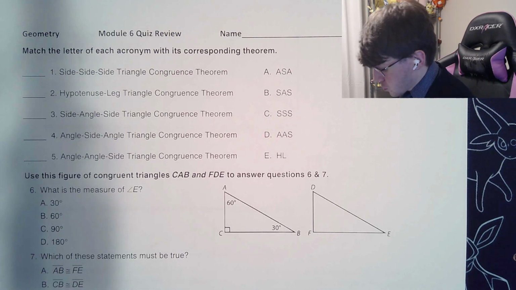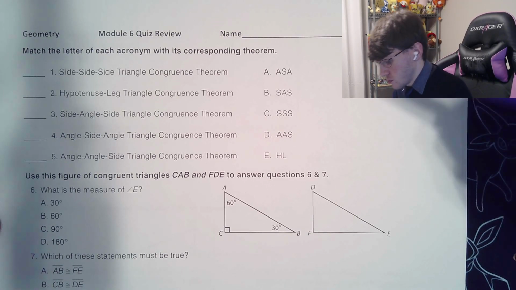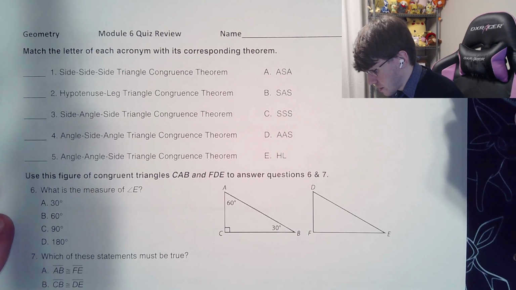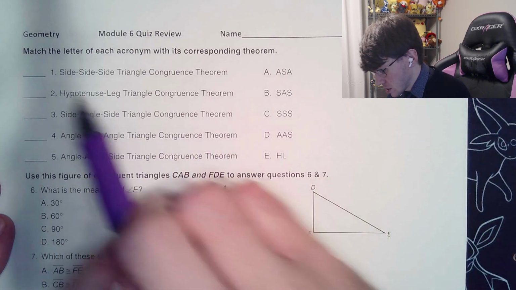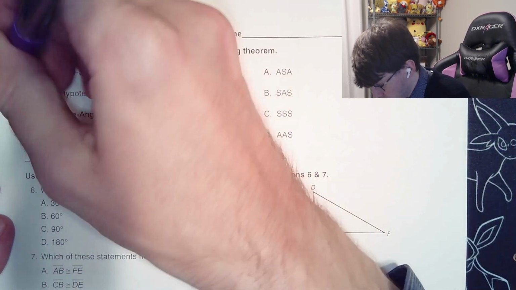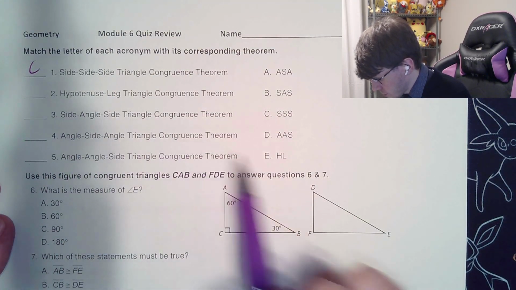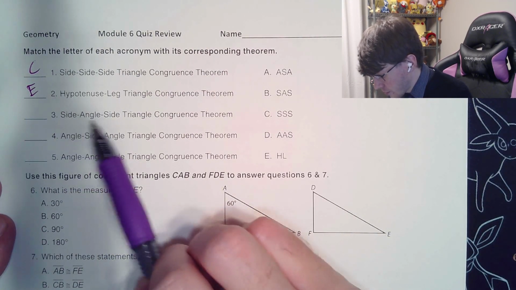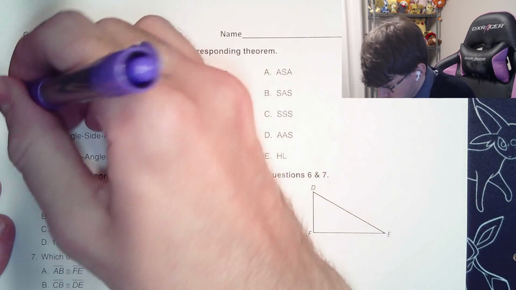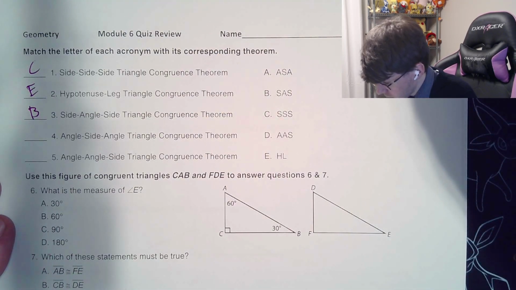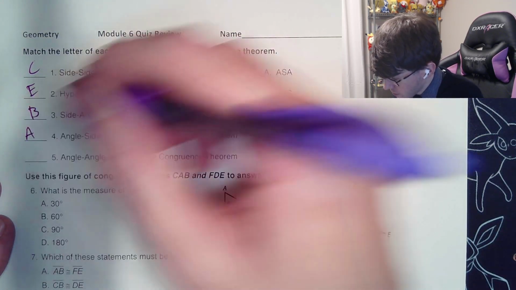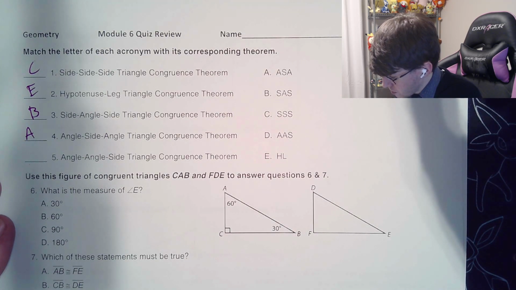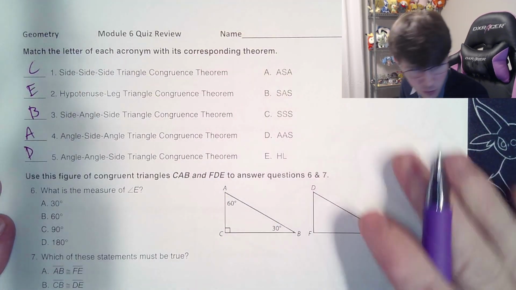We're on this Mod 6 quiz review, and I gotta be honest, if you're struggling with these first five questions, I'm questioning if you actually read the problem because it's clearly side, side, side has this SSS on it, and this hypotenuse leg has an HL on it. The side angle side has an SAS on it. I don't really know what else to say other than you should be getting these right. All right, let's move on to the real questions.